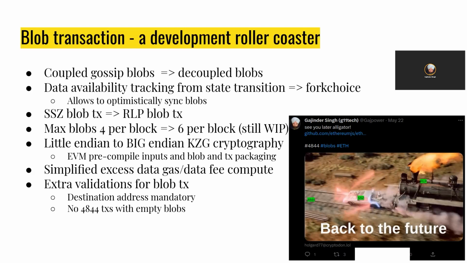There were some other nice things that happened, which was basically a simplified computation format for access data gas and data fee. And then some of the other simplifications were added by introducing some validations that, okay, a blob transaction will not be able to deploy a contract. So there has to be a destination address, and then one can't do a blob transaction without actually having any blob.